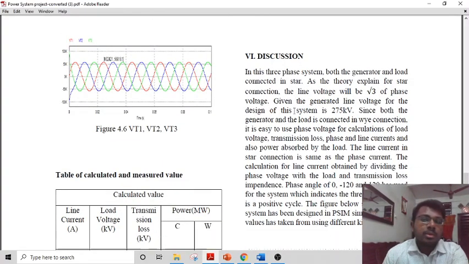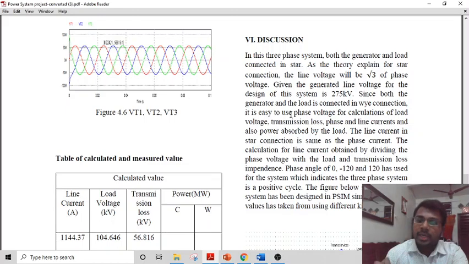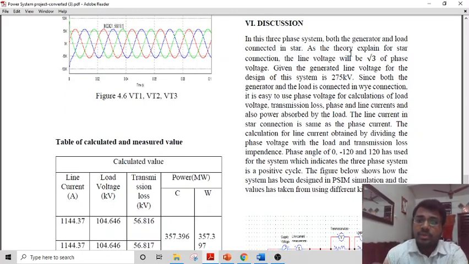The discussion is about what we get in this project. In this three-phase system, both the generator and load are connected in star. As the theory explained for the star connection, the line voltage will be root 3 times the phase voltage. Given the generated line voltage for the design of the system is 275 kilovolt. As I mentioned earlier, the line voltage provided is 275 kilovolt.